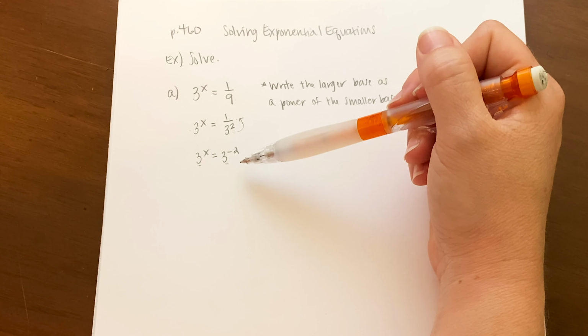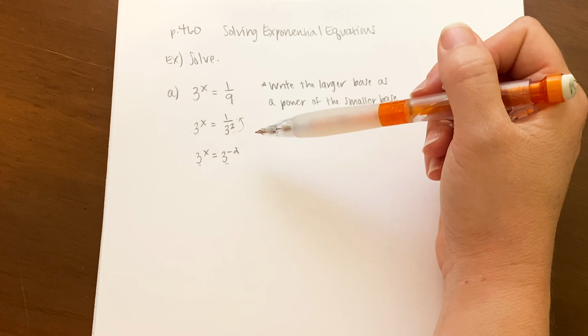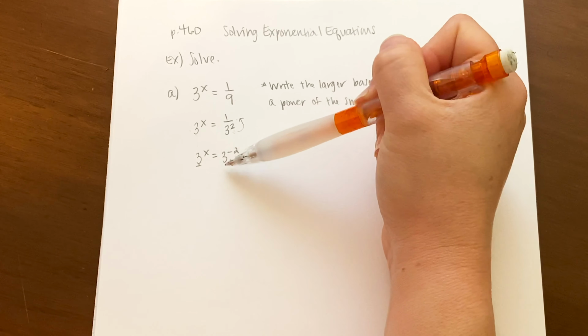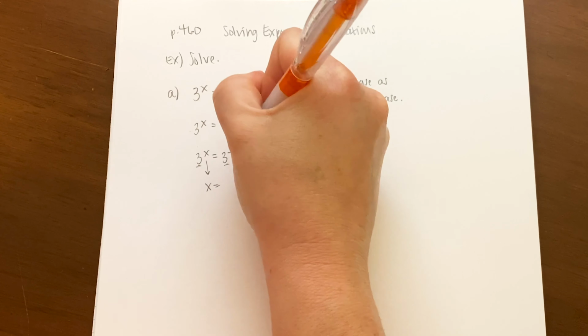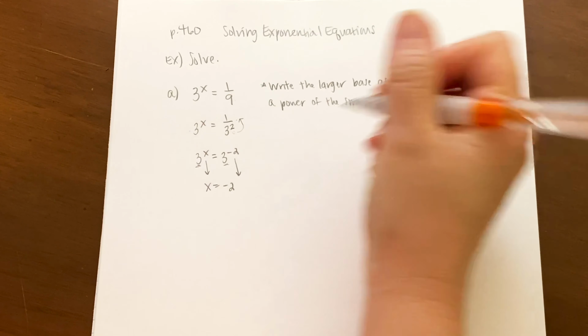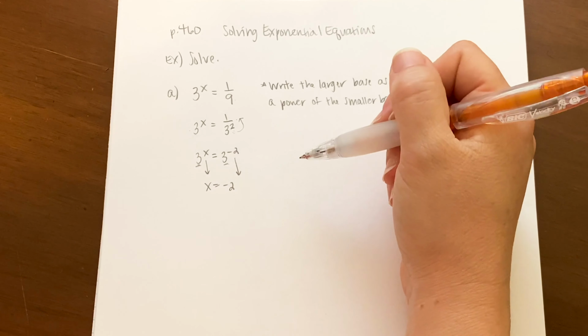So this is step 2. Set the exponents equal and then solve. Once you have the bases the same, you can just bring down the exponents and set them equal to each other. So we can set x equal to negative 2. And now that's our answer.